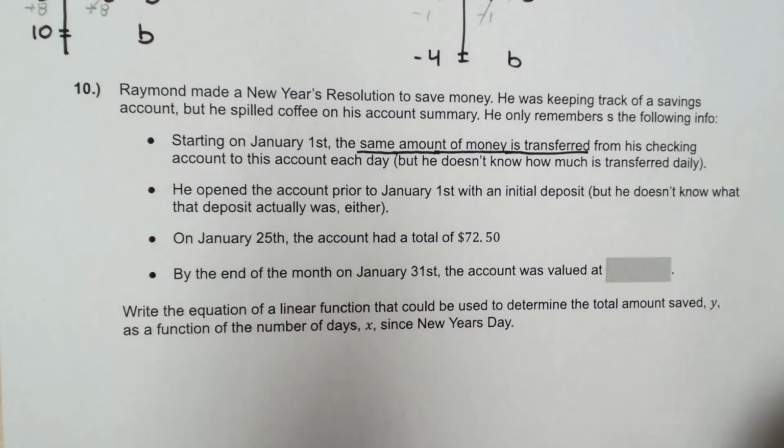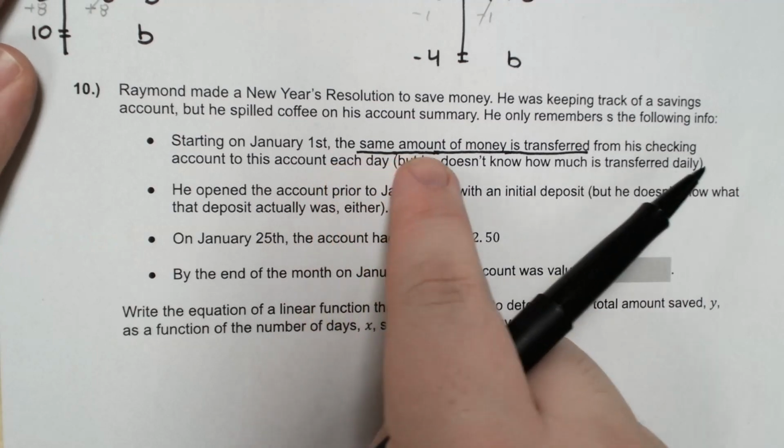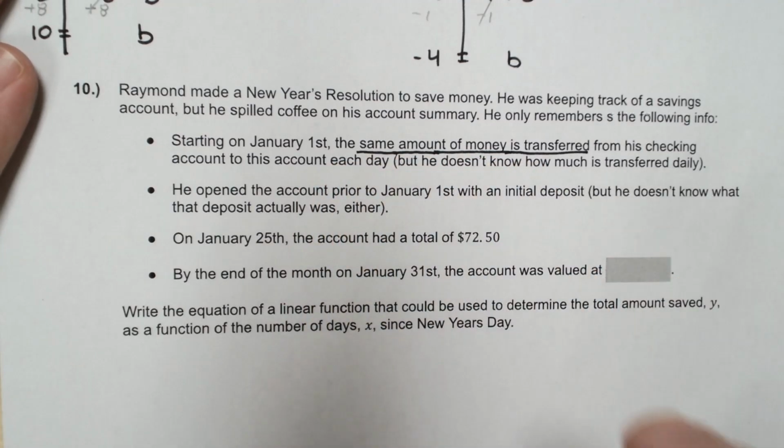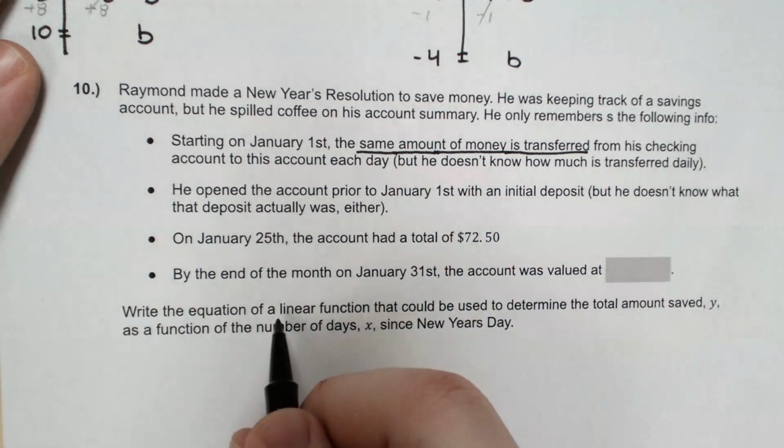And so this is sort of a similar thing, except for just every day it takes a certain amount of money, right? We just don't know how much money that is. But the fact that it's the same amount of money each day also tells me that this is modeled by a linear function, which it's also saying right here.